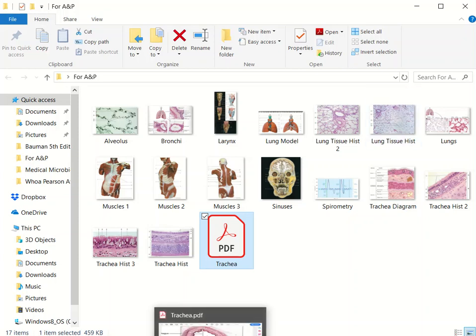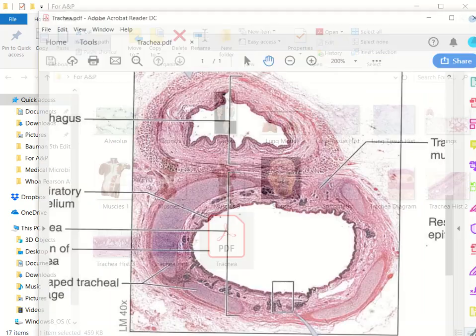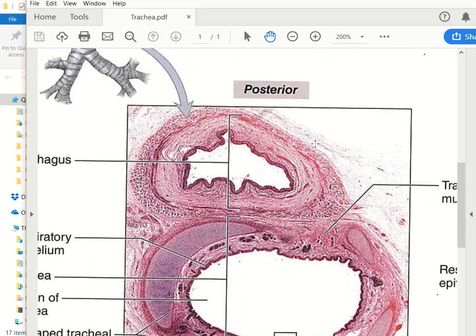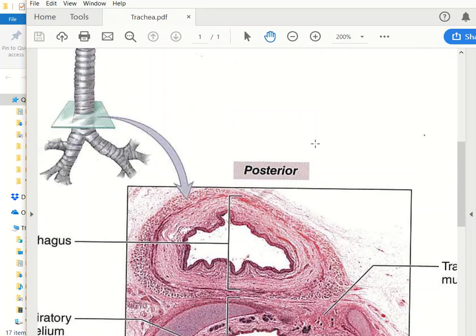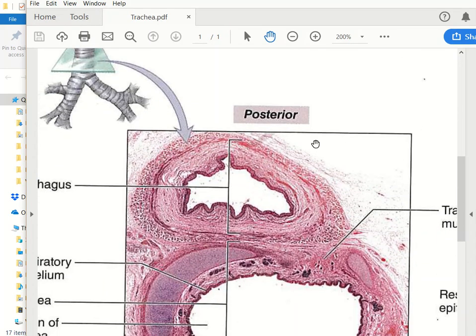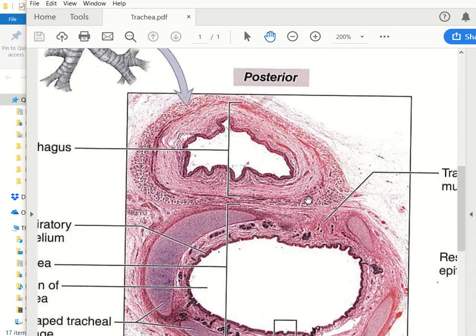So the first thing that I wanted to make sure that you had reviewed was the histology of the respiratory system. And there's three things from your lab manual that you need to know. And the first one is the trachea.